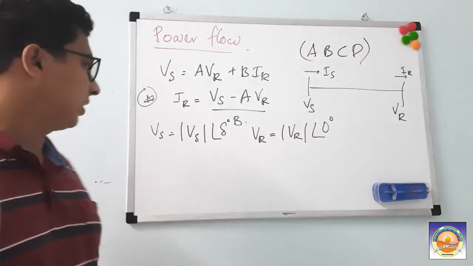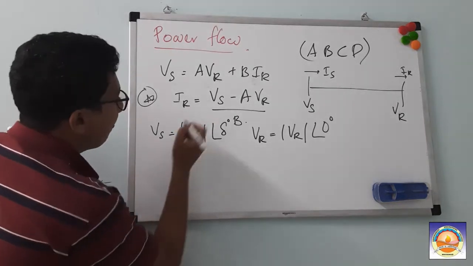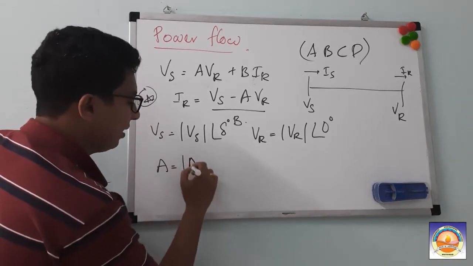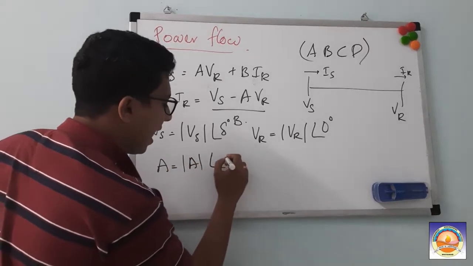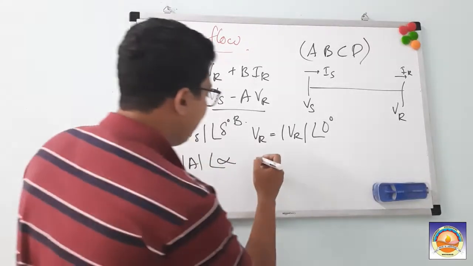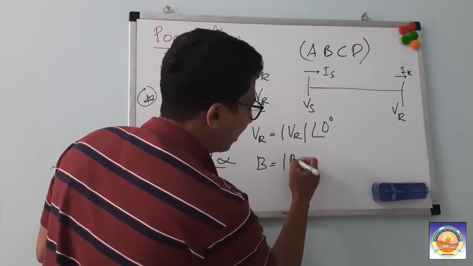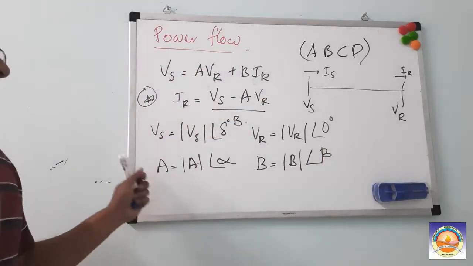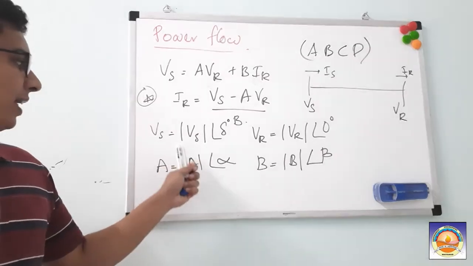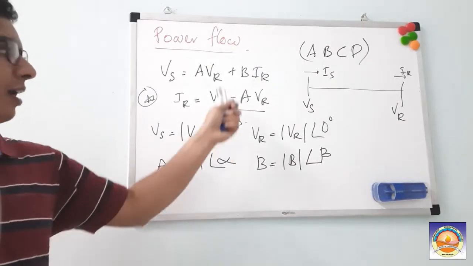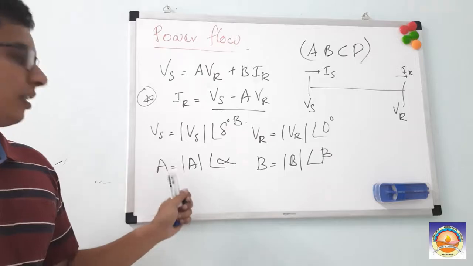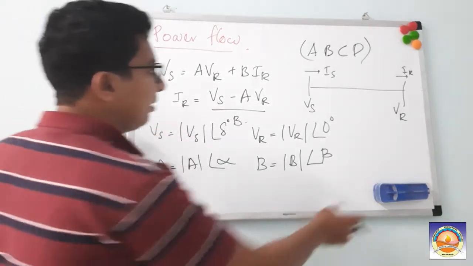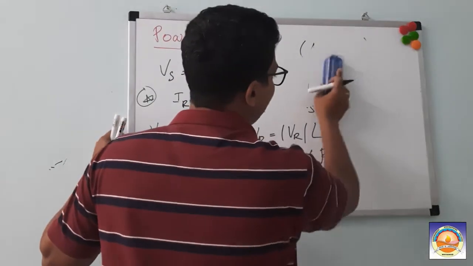So Vr angle 0. Similarly, my A parameter, as I said, is a complex number, so I take it as modulus of A with angle alpha. Similarly, my B parameter I am going to mark as modulus of B at an angle of beta. So these are my parameters. Now let us write this current equation in the polar form.